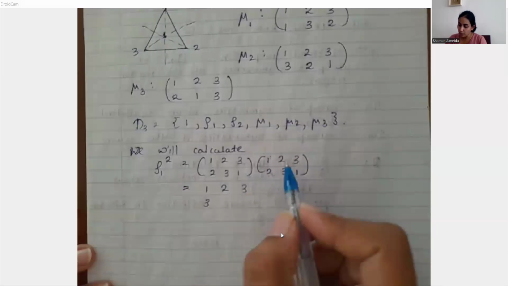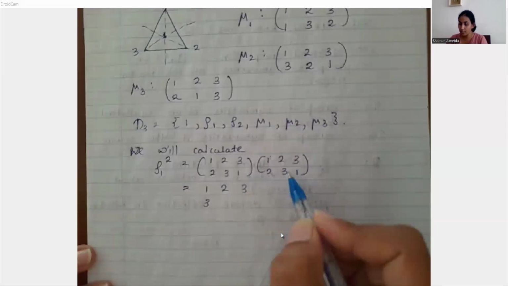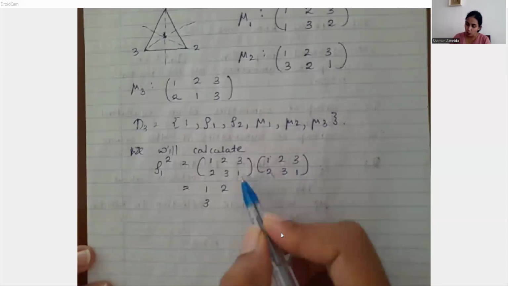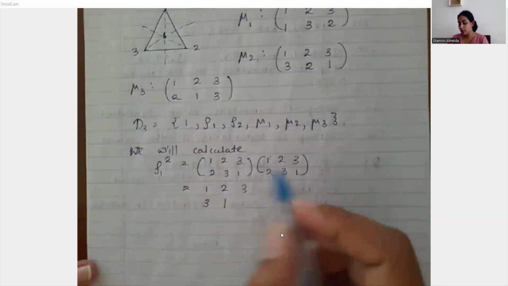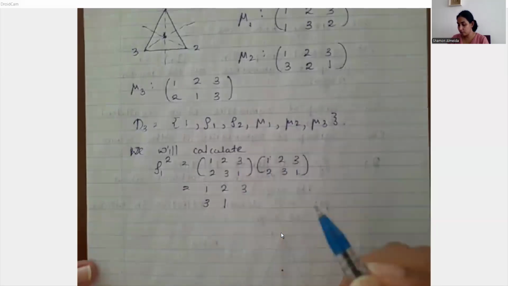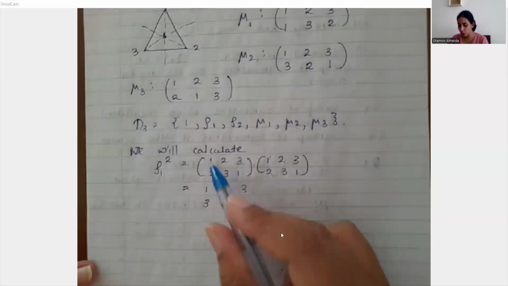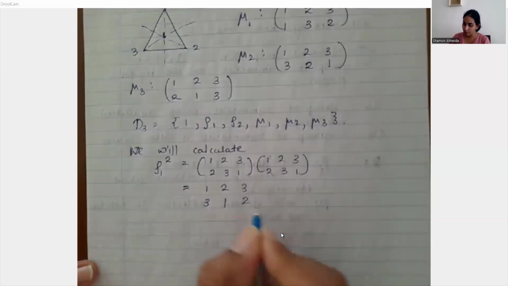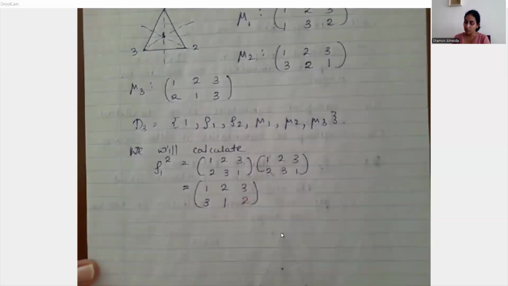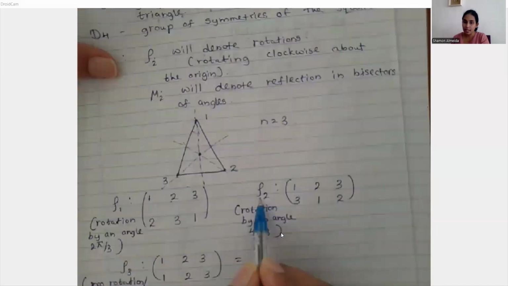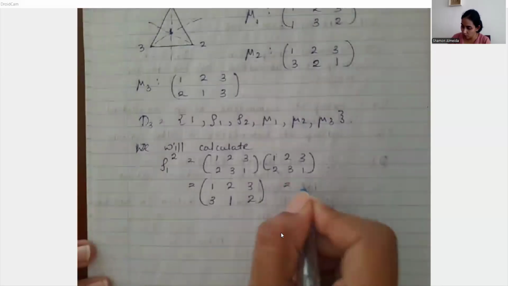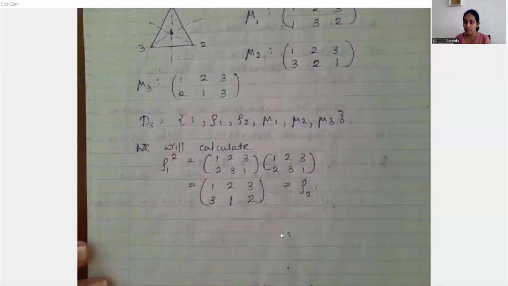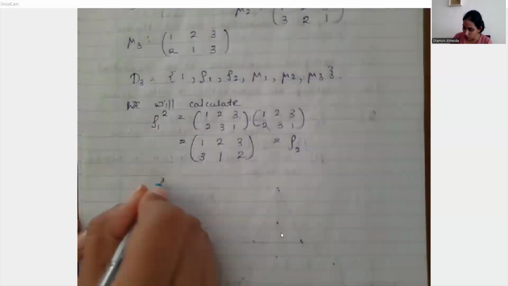Now go back to 2 here. 2 will be sent to 3, 3 will be sent to 1. So 2 will be sent to 1. 3 will be sent to 1 and 1 will be sent to 2. So 3 will be sent to 2. If you go back, you see rho 2 is exactly that, right? So this is equal to rho 2. Now we calculate rho 1 cubed.